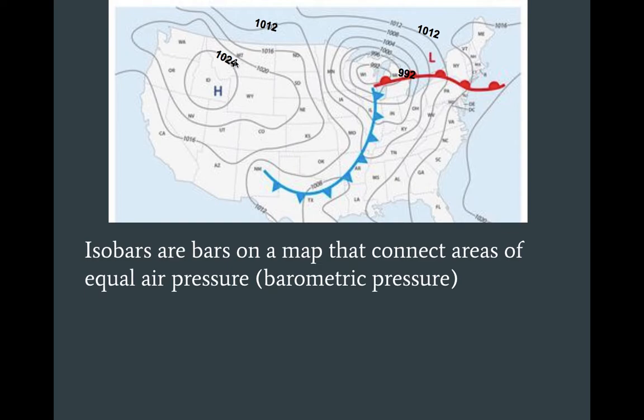So here, let's say, every point along this circle is 1,024 millibars of pressure. Every point here along this circle that we can't see the whole circle is 1,012 millibars of pressure. Every point here is 922. Every point here is 1,012, and so on. Okay? So isobars connect areas of equal barometric pressure.